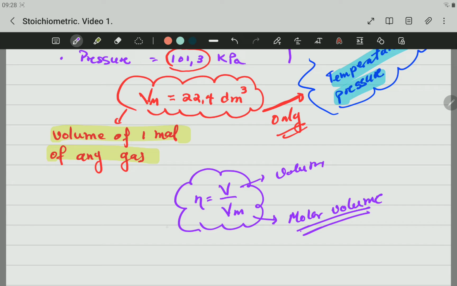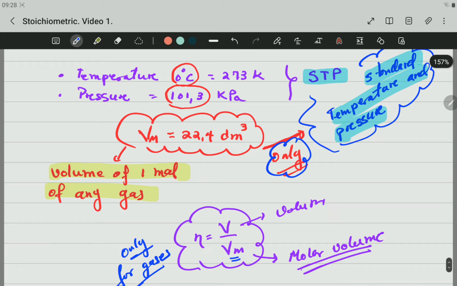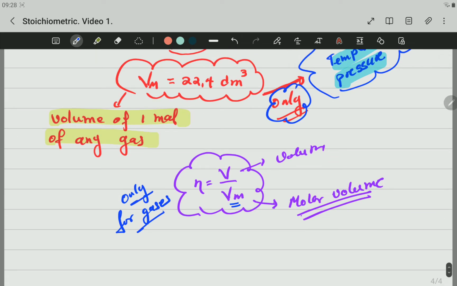Now, this formula can only be used for gases. Only for gases. You cannot use this formula for anything else but gases. Okay? And Vm is equal to 22.4 only if it's STP. Only at STP, you see there on top. So please be careful. Stop the video, go back, so you make sure you understand. So if the question doesn't say STP, then the molar volume cannot be substituted as 22.4. Okay?